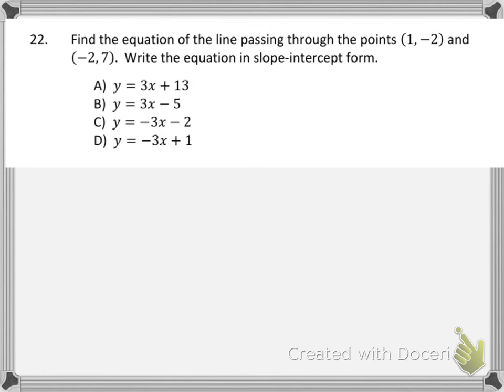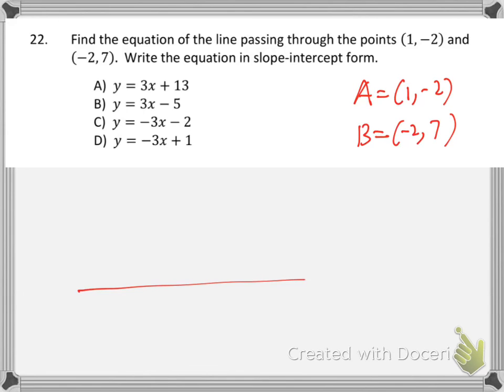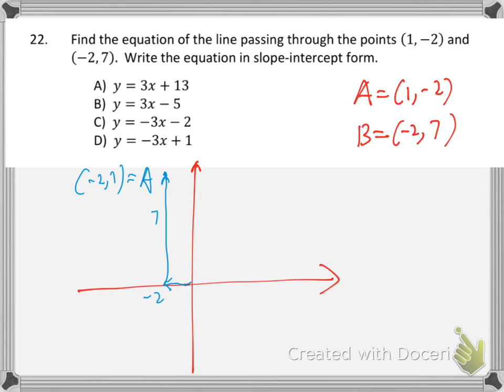Another example. Again, A is (1, -2), B is (-2, 7). If you know how to draw the graph and use the picture, then it's much easier. So let's draw B first. You go to -2, and then go up 7, straight up or down. The end of the two movements is B, which is (-2, 7).